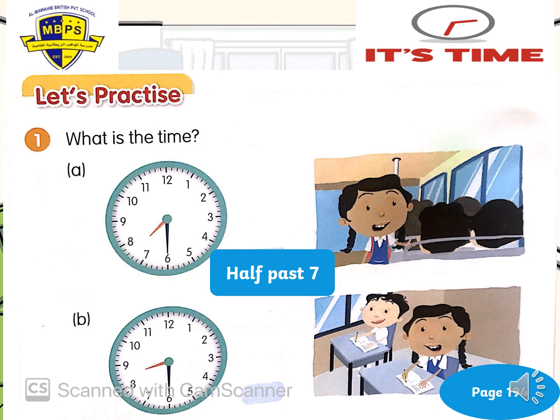Look at the second one. We still have the long hand on number 6. But where is the short hand? In the first picture, the girl was on the bus. It was 7:30. Look at the second picture. The girl now is in the class. Now what is the time? We still have the long hand on number 6, and the short hand is between 8 and 9. I can hear you. It's 8:30. Very good.